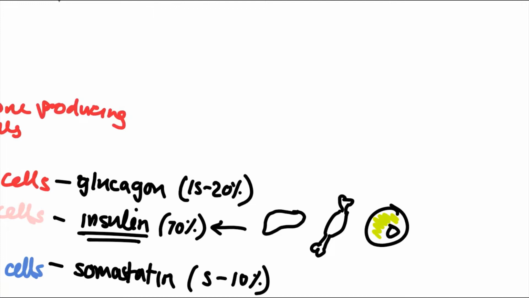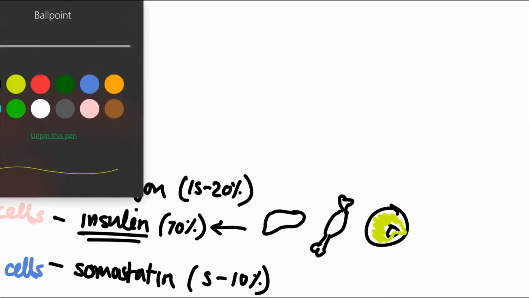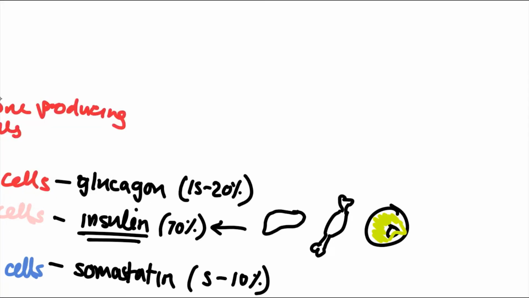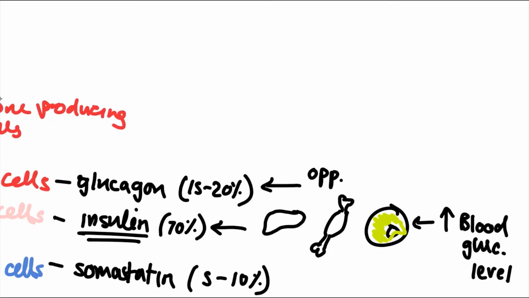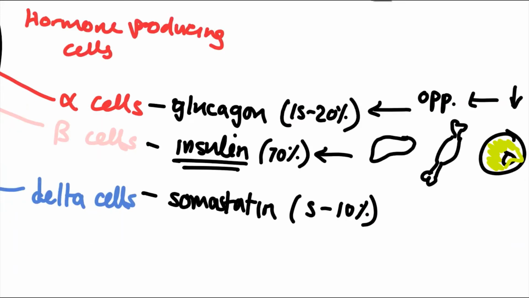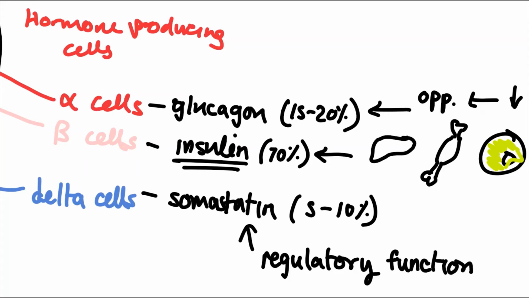Glucagon actually does the opposite of insulin. It mobilizes energy reserves, especially during starvation or in stressful situations, promoting glycogenolysis and gluconeogenesis. The stimulus for insulin is increased blood glucose level, and the stimulus for glucagon is decreased. Somatostatin acts as a regulatory hormone, inhibiting the release of insulin and glucagon.